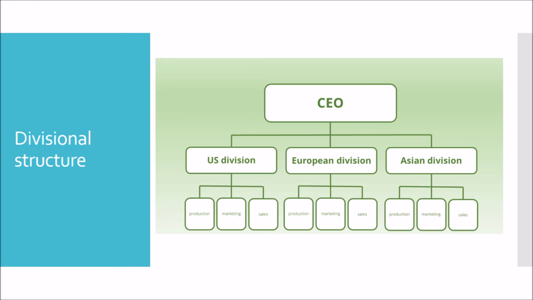So here we have a divisional structure, and here we have the US division, and it's carrying its production, but it's also carrying its marketing, its sales, and its finance function, and all the rest. So it's basically an autonomous functional structure within a wider organisation.